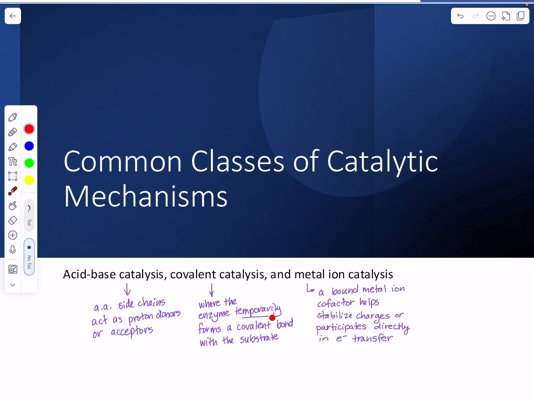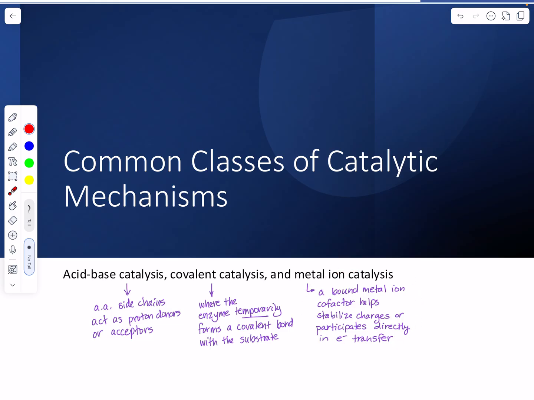And the key word there is temporarily, because a key feature of catalysts, and enzymes are catalysts, is that they can be reused. So if you form a covalent bond with the substrate, you're going to have to be able to cleave that covalent bond to recycle and regenerate the active site. And then metal ion catalysis is where a bound metal ion cofactor helps stabilize charges.